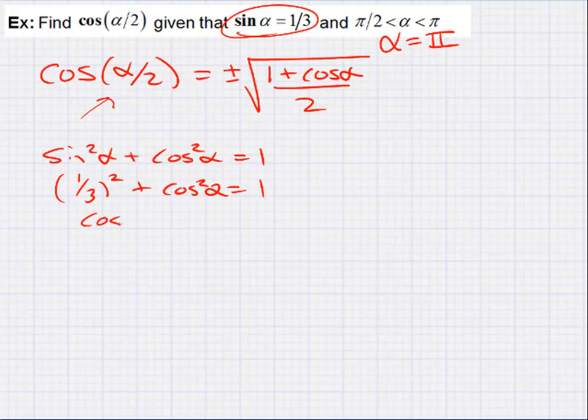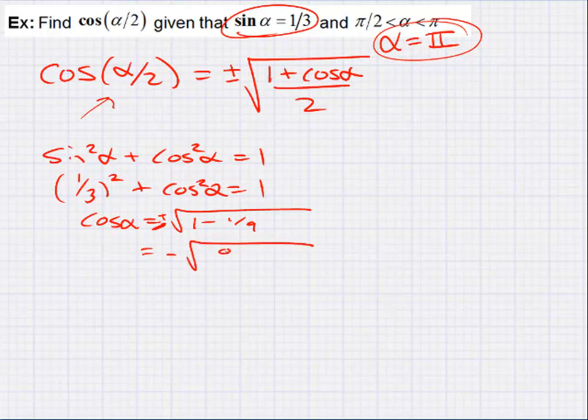So cosine of alpha equals the square root of 1 minus a ninth, plus or minus. Alpha being in quadrant 2, cosine is going to be negative, so we want the negative here. So we get negative square root of 8/9, or negative 2 root 2 over 3.